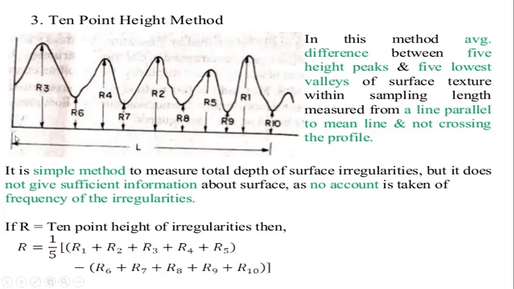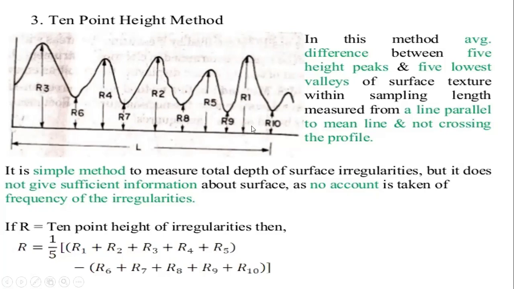Valleys mean the lowest points, and peaks mean the highest points of a curve. So we start from the left side. That is taken as R6. The next one is R7, that is the second valley point. The third valley point is R8, the fourth valley point is R9, and the last one is the R10 point.